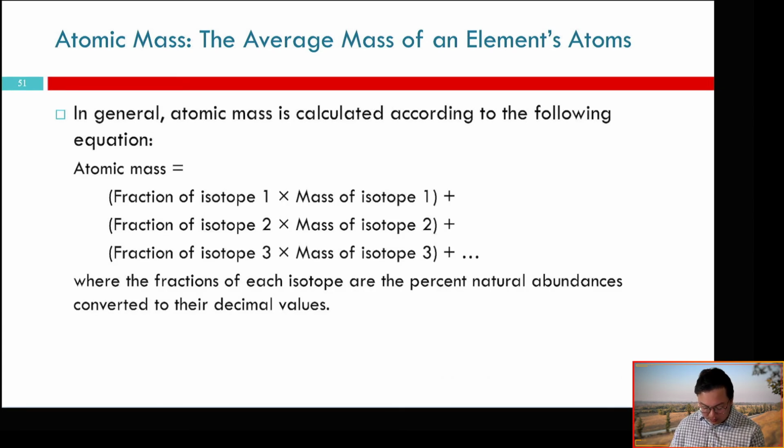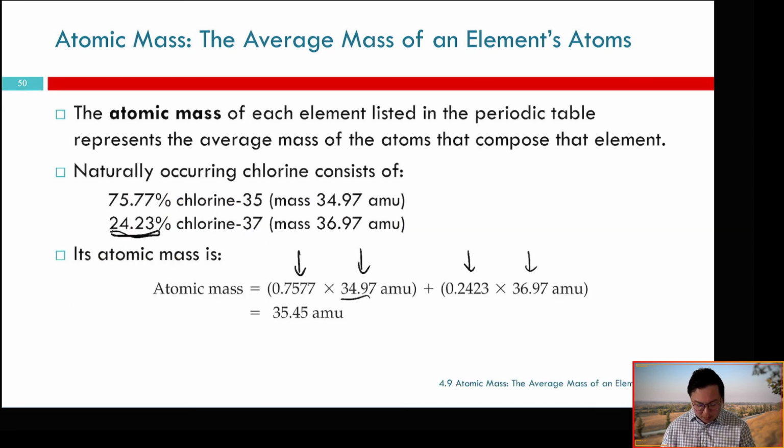I believe we have at least one example. So the general equation is the fraction of isotope 1 times the mass of isotope 1, plus the fraction of isotope 2 times the mass of isotope 2, plus the fraction of isotope 3 times the mass of isotope 3. And this will go on, that's why there's the dot, dot, dot, for as many isotopes as naturally occur. It's a good thing to note that the fraction of each isotope is the percent natural abundance converted to its decimal value. So on this previous one, we convert 75.77 by dividing by 100 to get its decimal value of 0.7577.